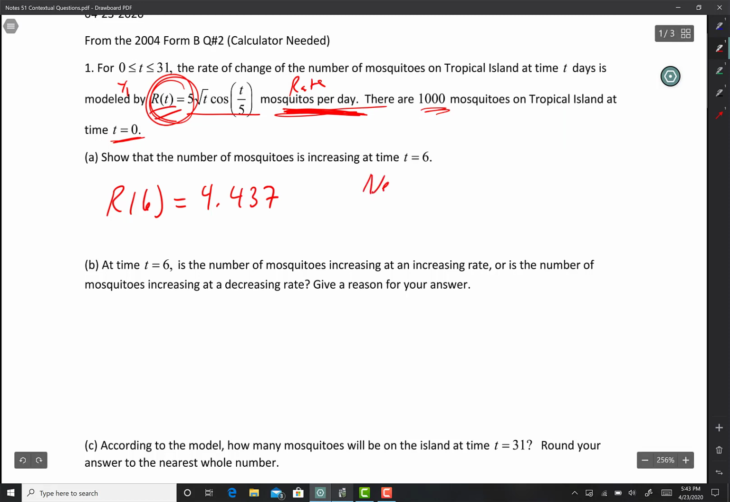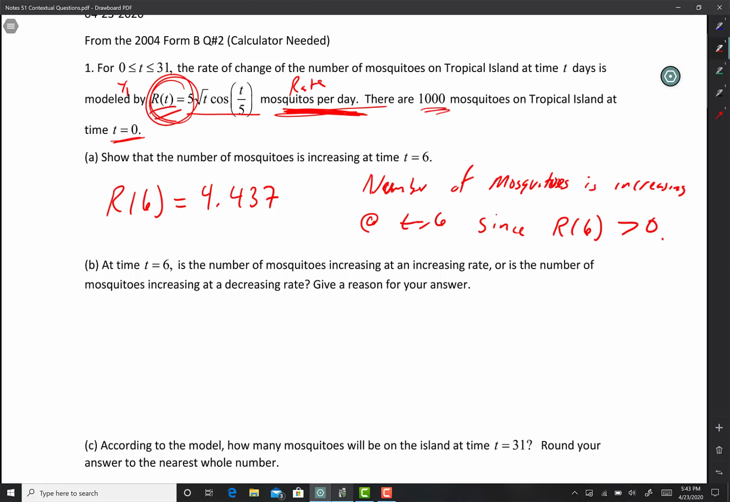And I'm going to write it right here. Number of mosquitoes. That's a U, guys. Number of mosquitoes is increasing at t equals 6 since R of 6 is positive. And there it is, guys. You're done with that one. Let's go to the next one.